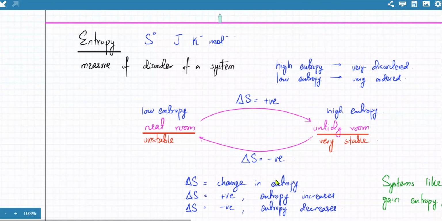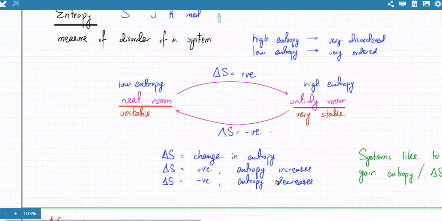Now the recap was we did entropy, which was a measure of the disorder of a system. You had high entropy states, which meant very disordered states, and low entropy states, which were very ordered. Can I give you an example of a neat and tidy room versus an untidy room? I told you that this is a high entropy state, this is a low entropy state, and that we are interested in delta S, which could be positive. That means there is a gain of entropy.